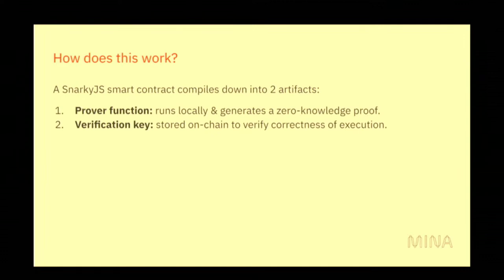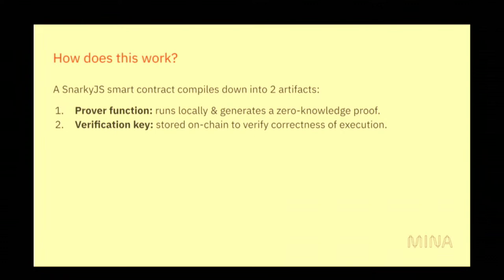So the Snarky.js contract is written in TypeScript, and it eventually compiles into two things. One of these is a prover function, which is what the users will actually run when they interact with your application. This is what runs in their browser. It will do what you tell it to do, but then it'll also generate a proof that it did what you told it to do correctly, and that's what will get sent to MENA. It'll also generate a verification key, which is the thing that actually gets stored on MENA and commits to the business logic that's in your smart contract.